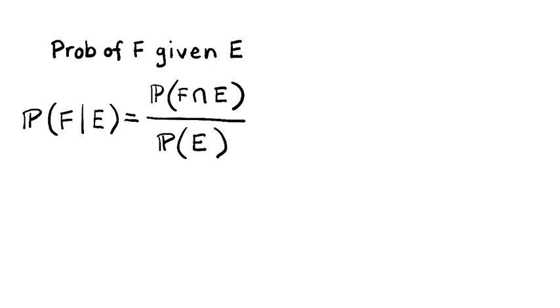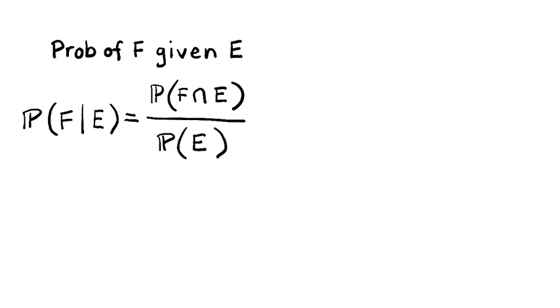Our formula suggests that when calculating the probability of F given E, we effectively shrink the sample space to include only those outcomes consistent with the occurrence of E. Then figure out what fraction of the shrunken space still involves outcomes from F.